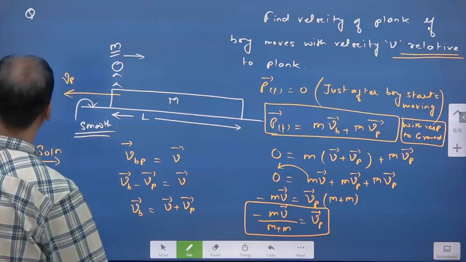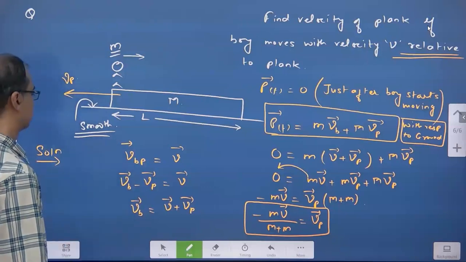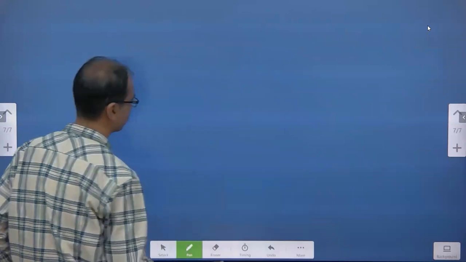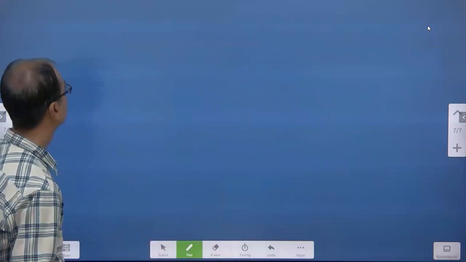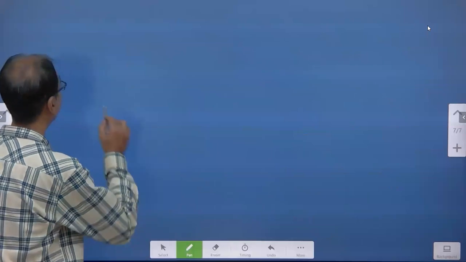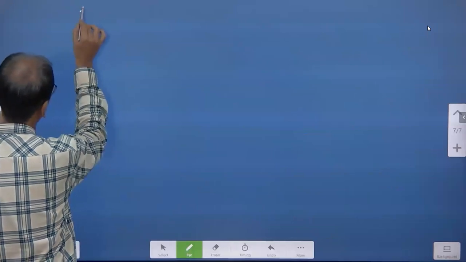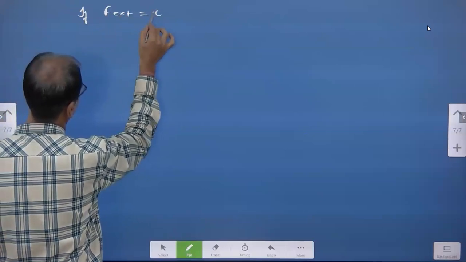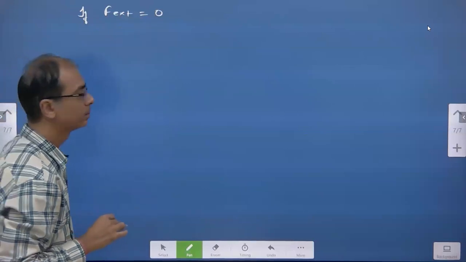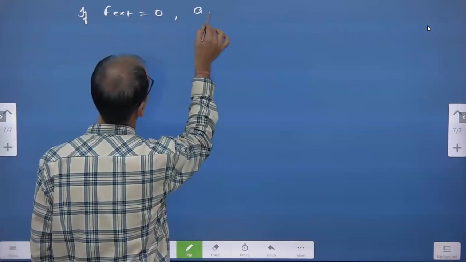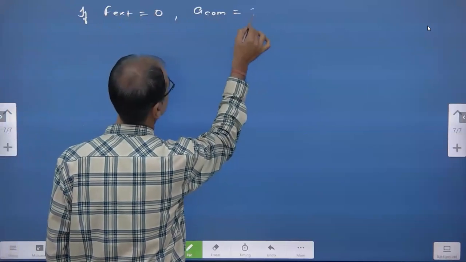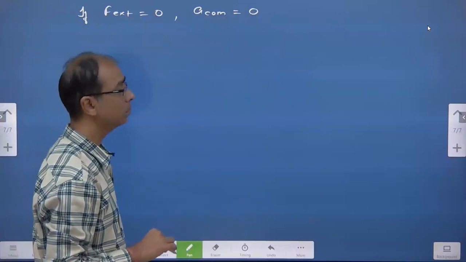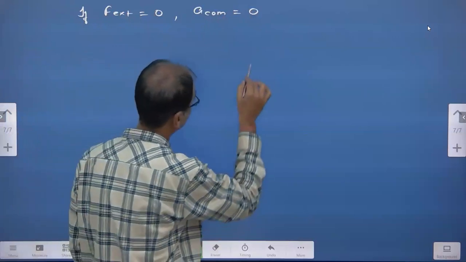Right. Now let's move to another concept. What is this new concept? Again, it is interlinked, obviously. F external is 0. We are on that only. So if F external is 0, the acceleration of center of mass is 0. No doubt about that. Momentum is constant.